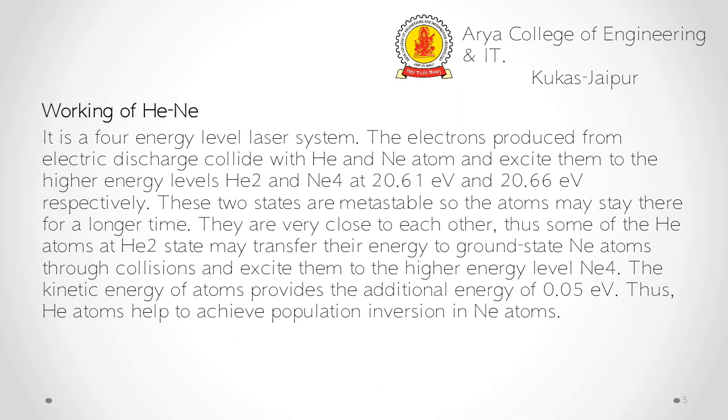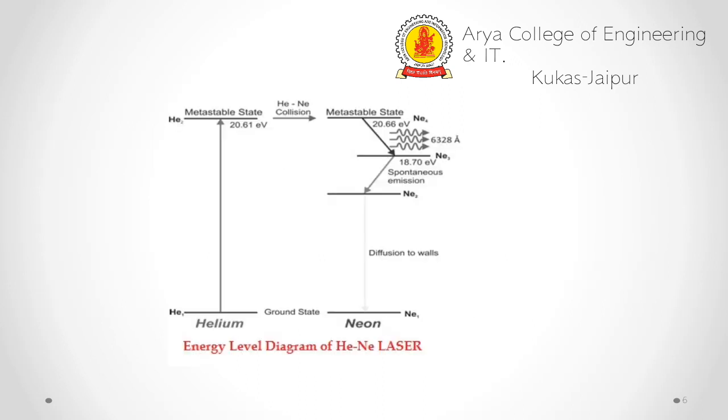Thus, some of the helium atoms at the He2 state may transfer their energy to ground state neon atoms through collision and excite them to the higher energy level Ne4. The kinetic energy of the atoms provides the additional energy of 0.05 electron volt. Thus, helium atoms help to achieve population inversion in neon atoms.